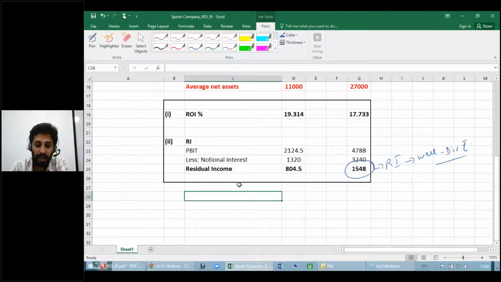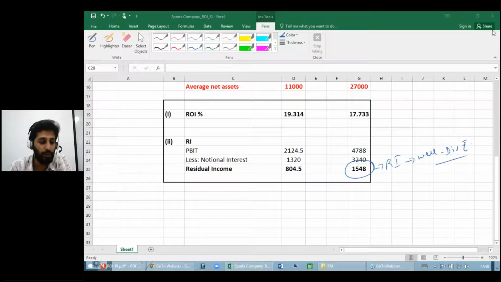That means division E has enough PBIT in order to settle the interest of finance providers. Hence, it is the goal congruent KPI, and it should be used for the long-term performance analysis. So you should just write a few lines in order to address these RI calculated figures.